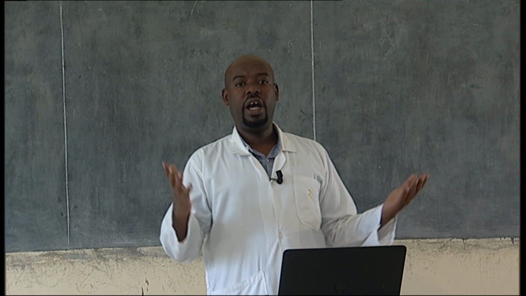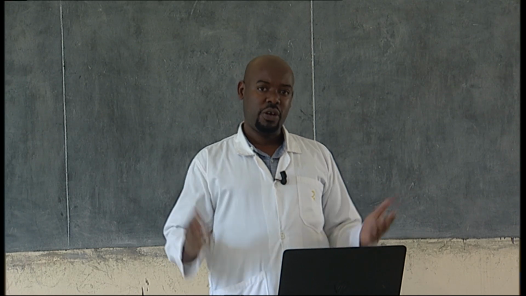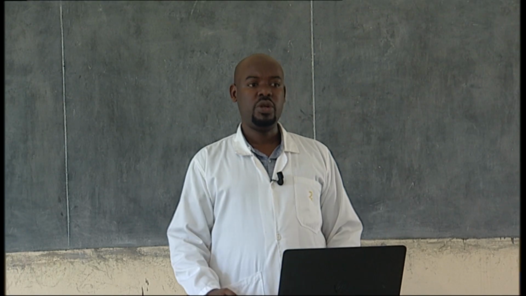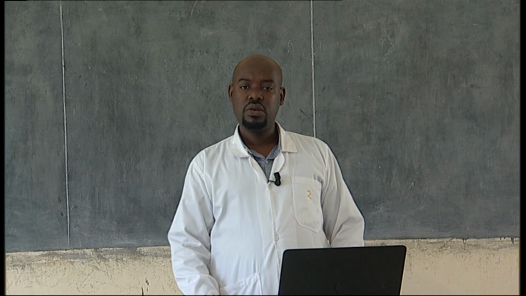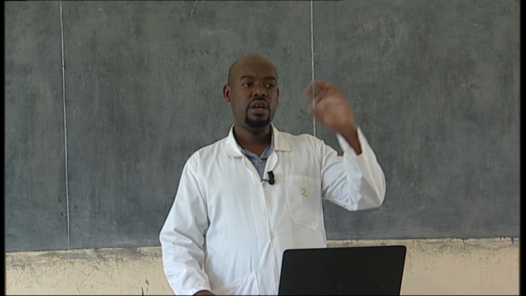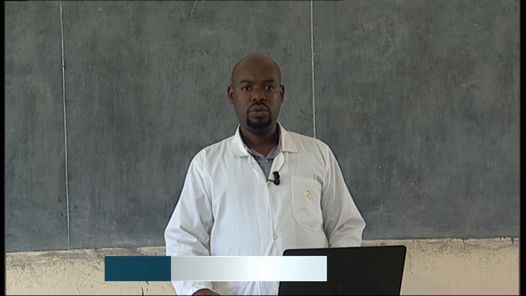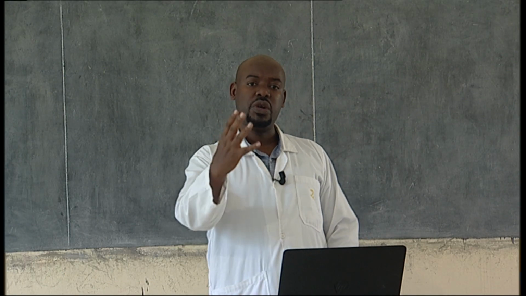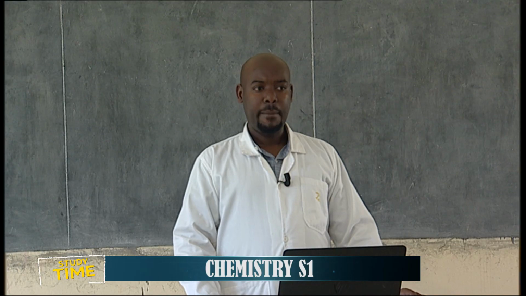Okay? We also know Henry Moseley. So we know many of them. And what criteria is used to arrange the elements in the modern periodic table? In the arrangement of elements in the modern periodic table, we use the increasing atomic number, while in the original periodic table, the one of Mendeleev, Mendeleev used the increasing atomic masses. But in the modern periodic table, we use the increasing atomic numbers.